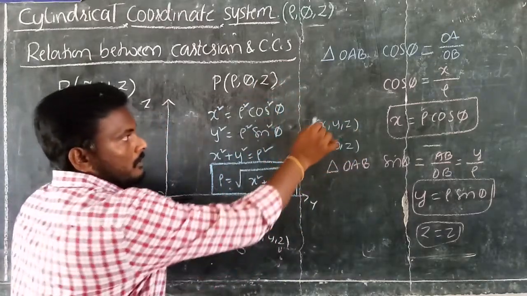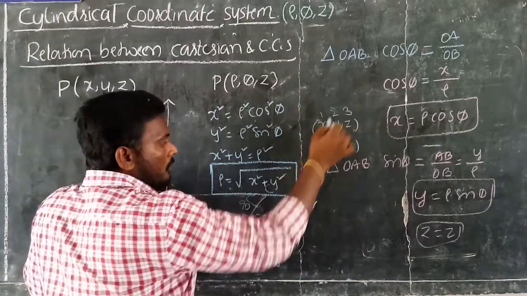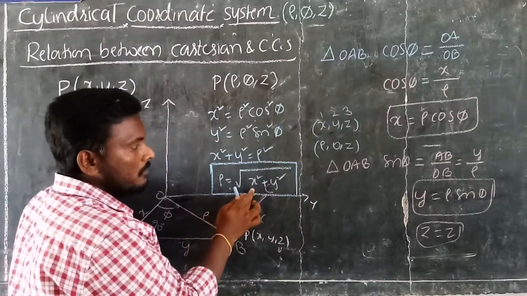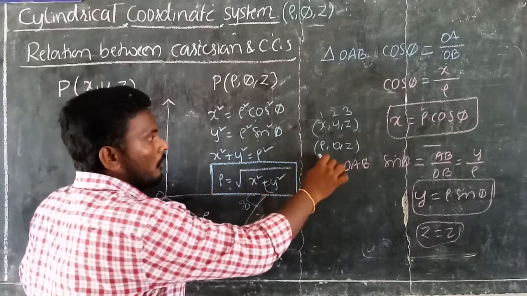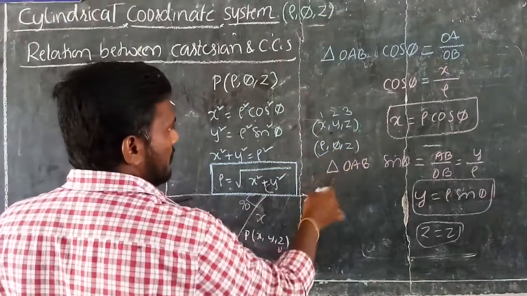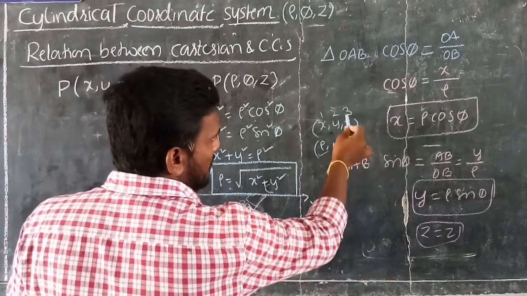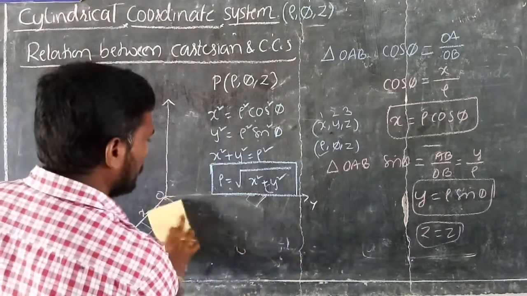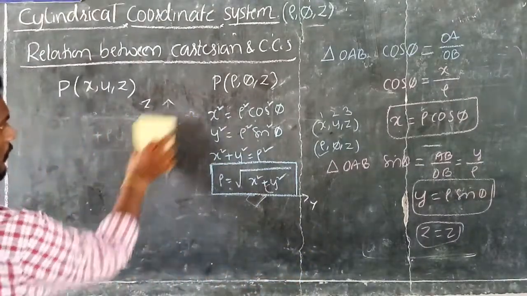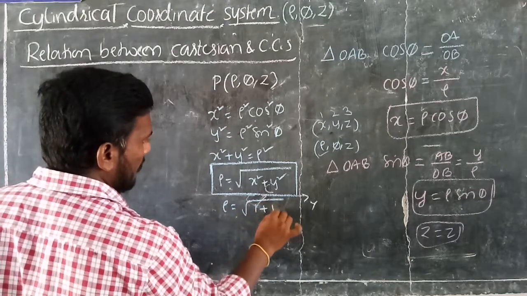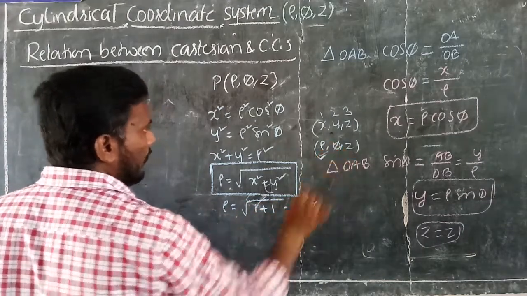So if x is equal to 1, y is equal to 1, z is equal to 3, what about rho? If you just substitute the x square and y square values, you will get rho. Now, how can you calculate the phi value? z is anyway equal to z. Here, if I calculate the rho value, rho is equal to the square root of 1 plus 1, it becomes root 2. We will get the rho value.